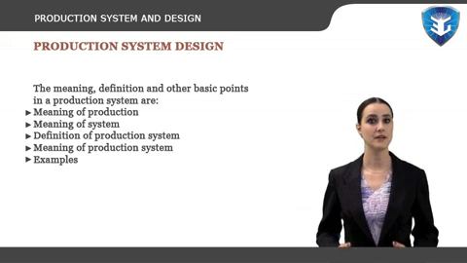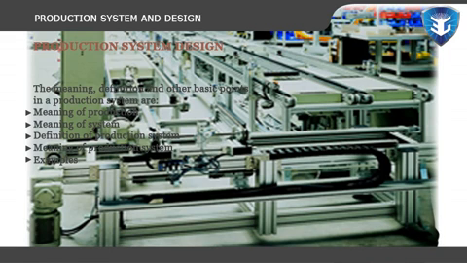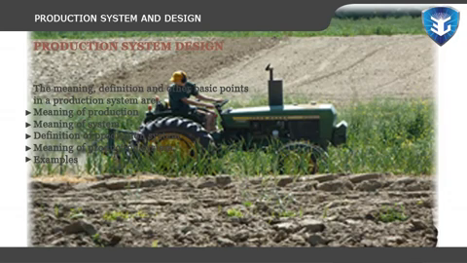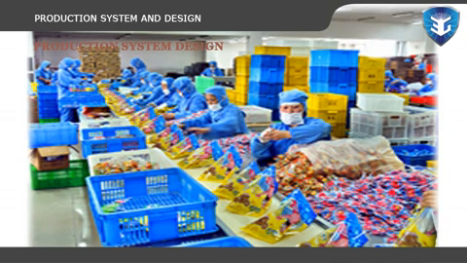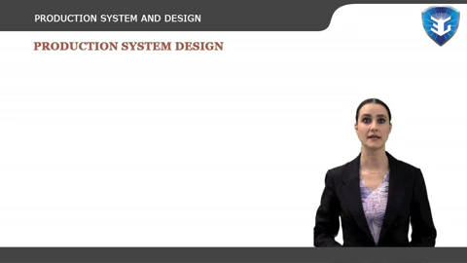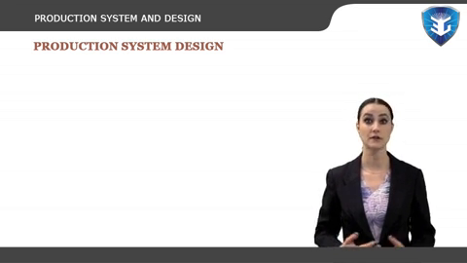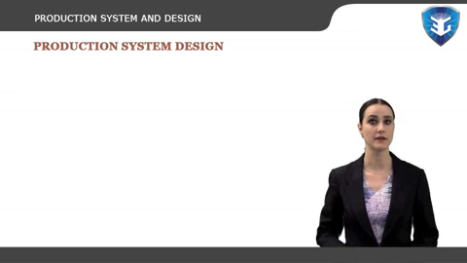The meaning, definition, and other basic points in a production system are: meaning of production, meaning of system, definition of production system, meaning of production system, examples. Meaning of production. Production can be explained as an act of either manufacturing or mining or growing of goods, commodities, generally in bulk for trade. Production is a method employed for making or providing essential goods and services for consumers.